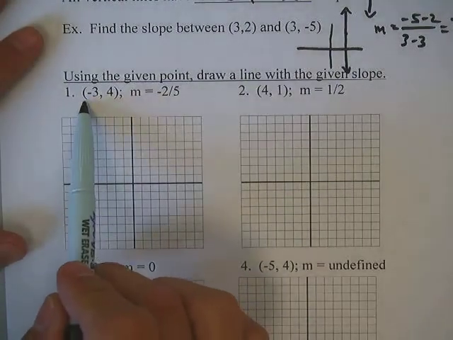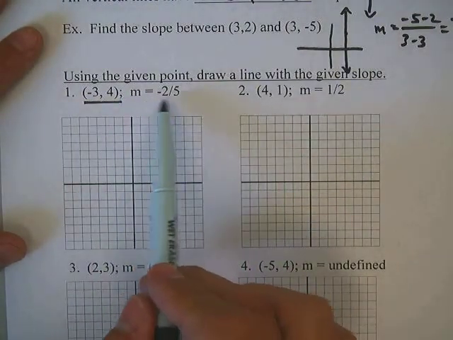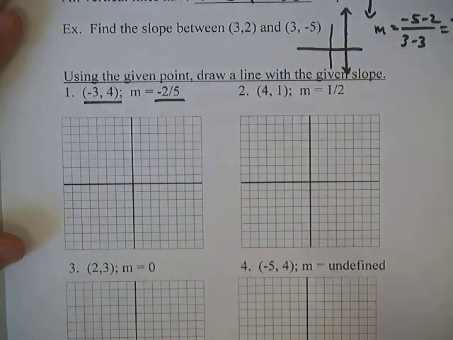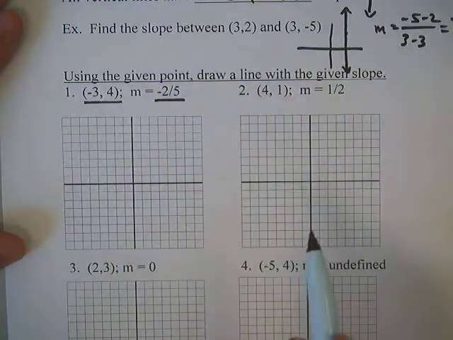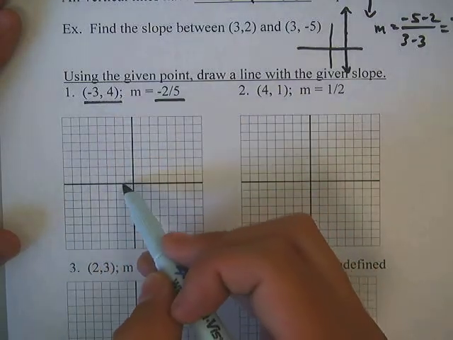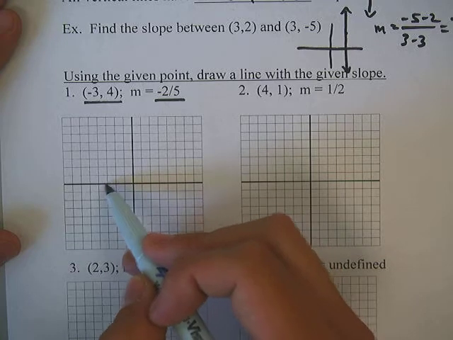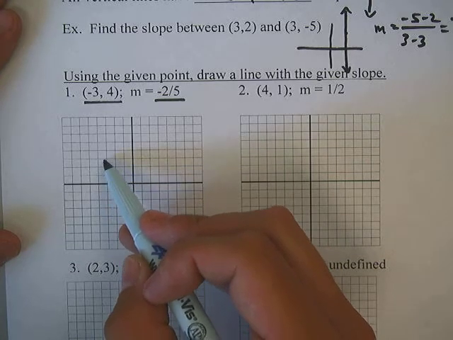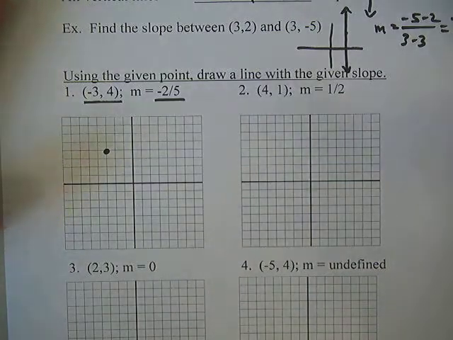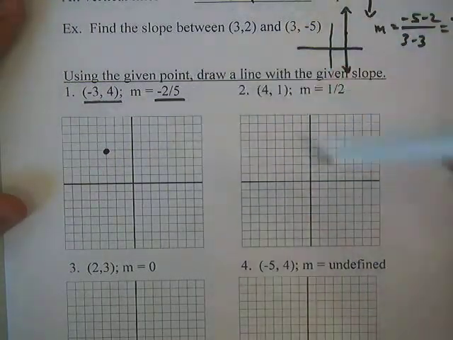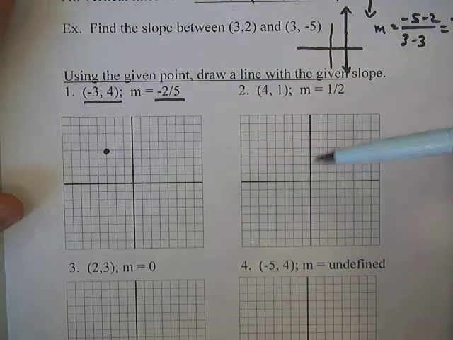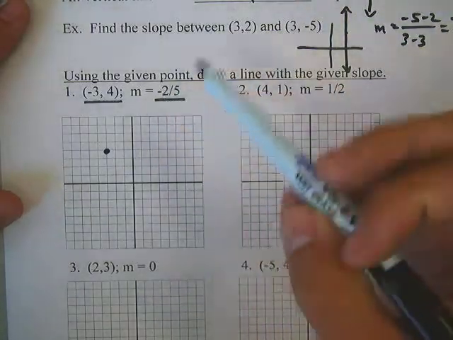What's the whole point of slope? Well, it allows us to write or graph lines. So for instance, what if I am told that I want this point, (-3, 4), and I want a slope of -2/5. In other words, I want to draw a line that goes through this point and uses this slope. So what I would do is graph this, -3, then up 4, 1, 2, 3, 4, and I'd put it right there.